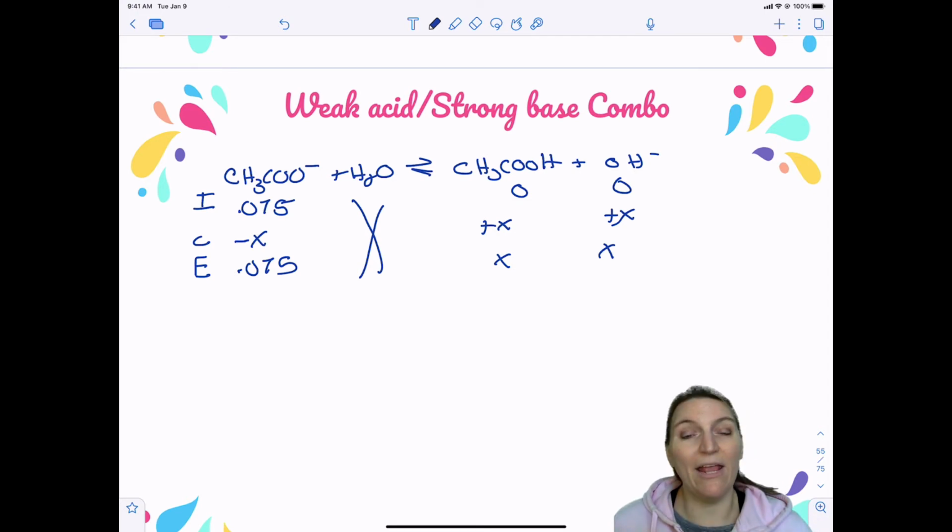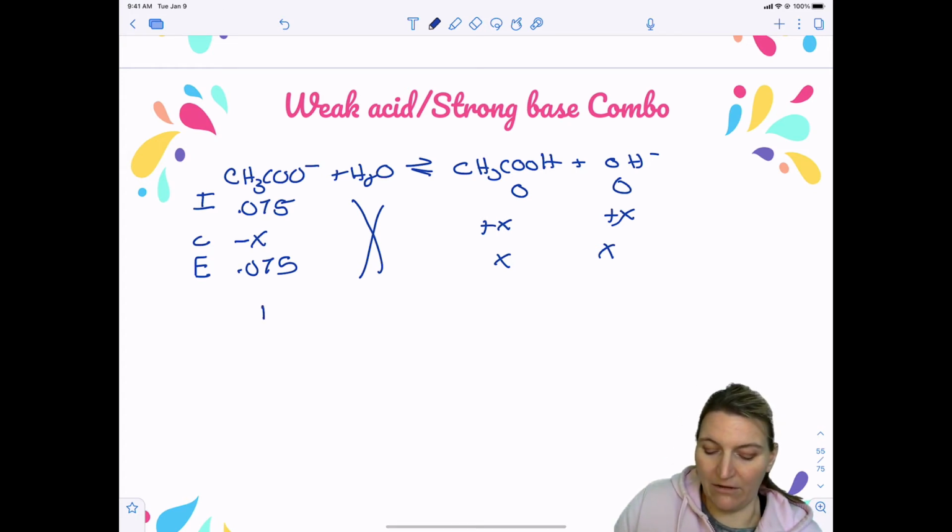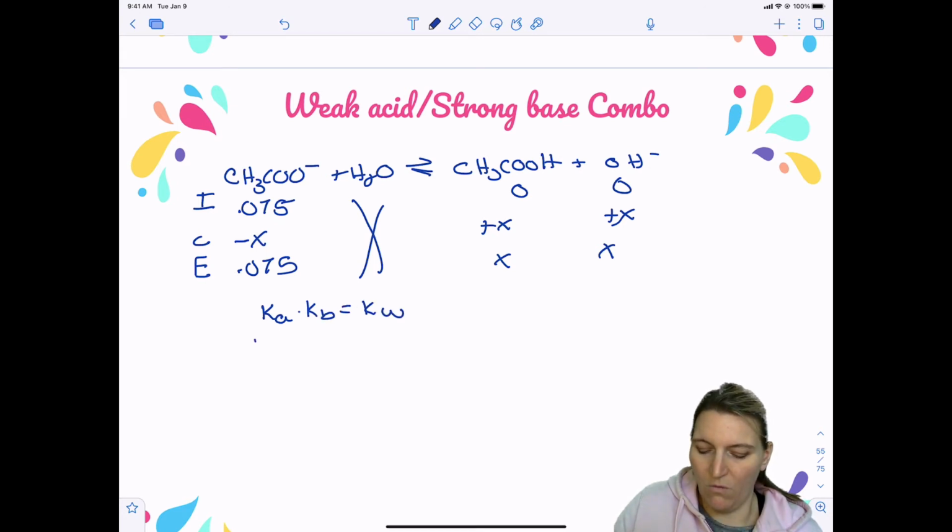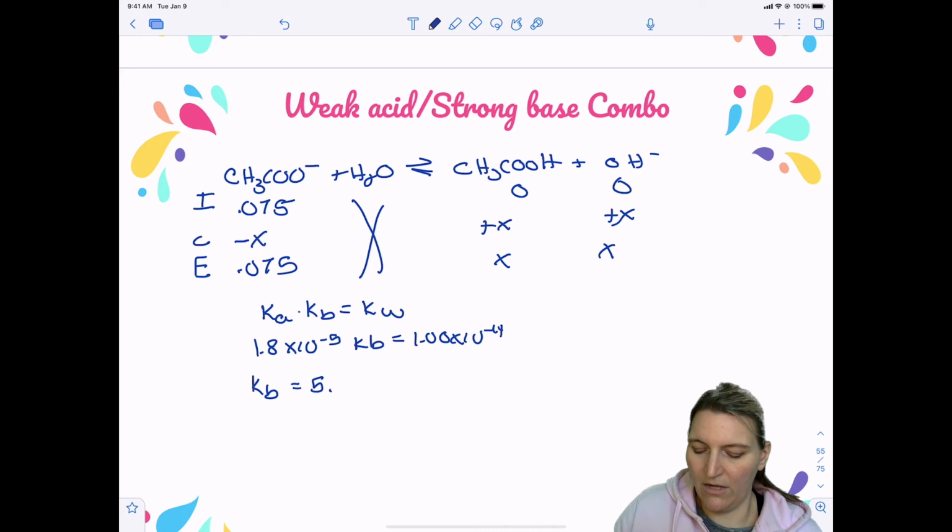And now I can't use my Ka because Ka is for acetic acid acting as an acid. This is the acetate ion. So I use the fact that Ka times Kb equals Kw. 1.8 times 10 to the negative 5 times the Kb equals 1.00 times 10 to the negative 14. And the Kb for this acetate ion is 5.5 times 10 to the negative 10.